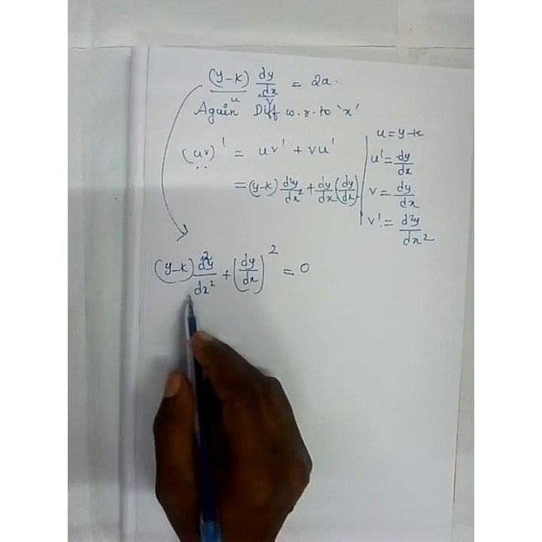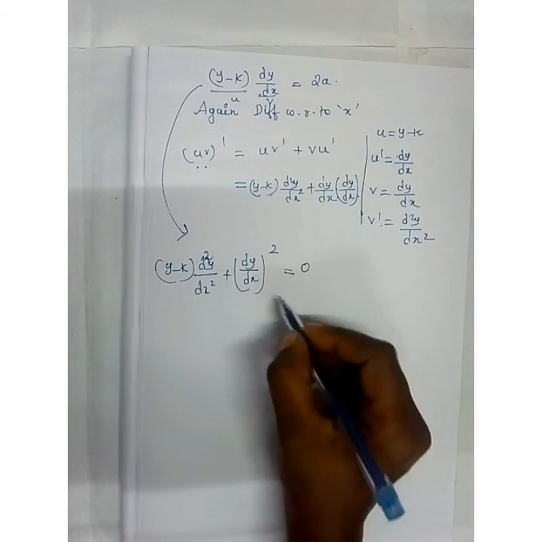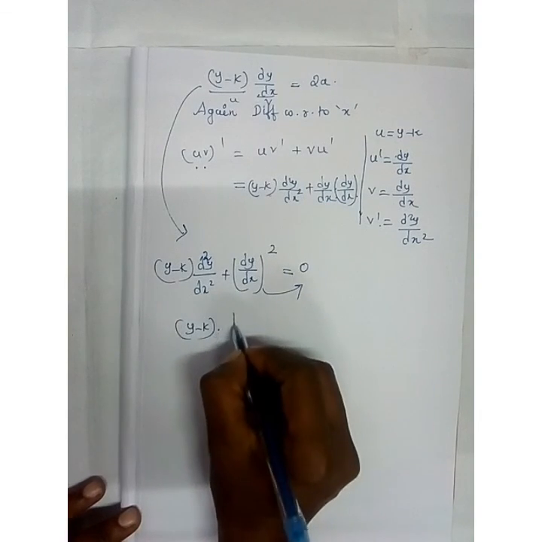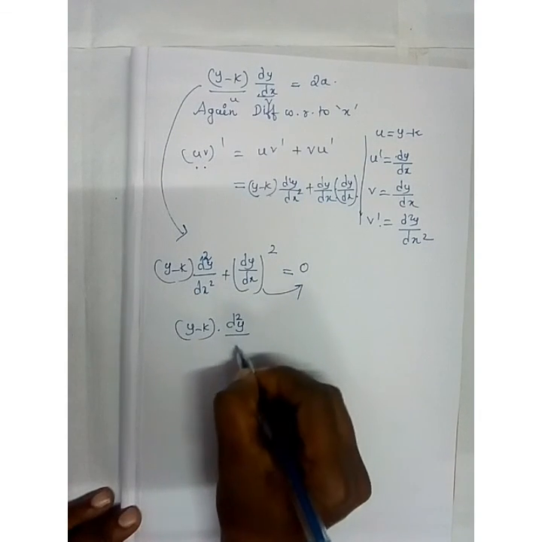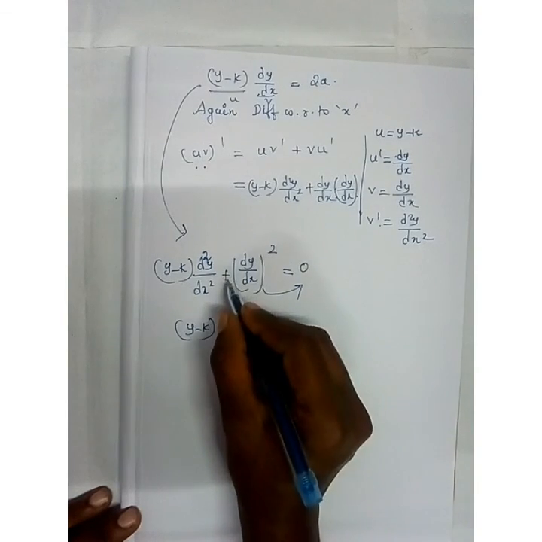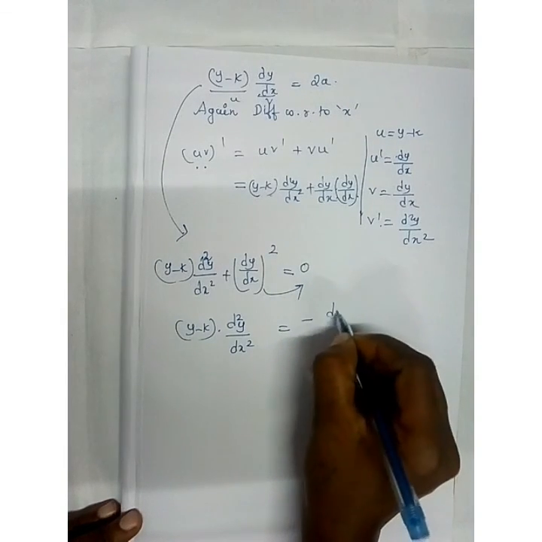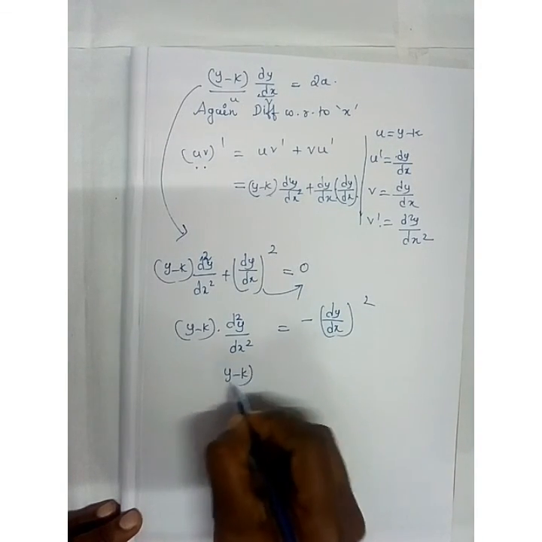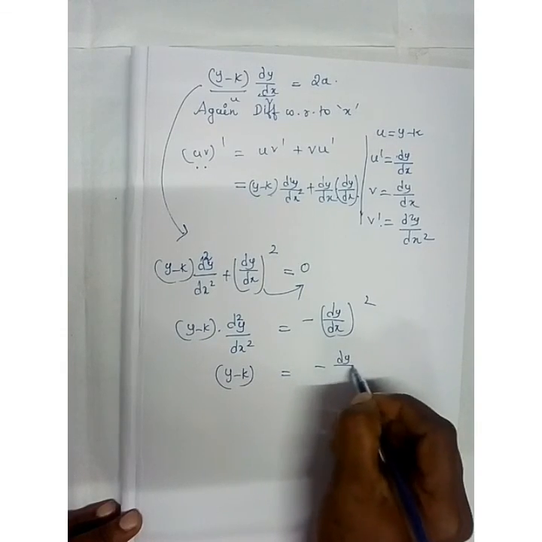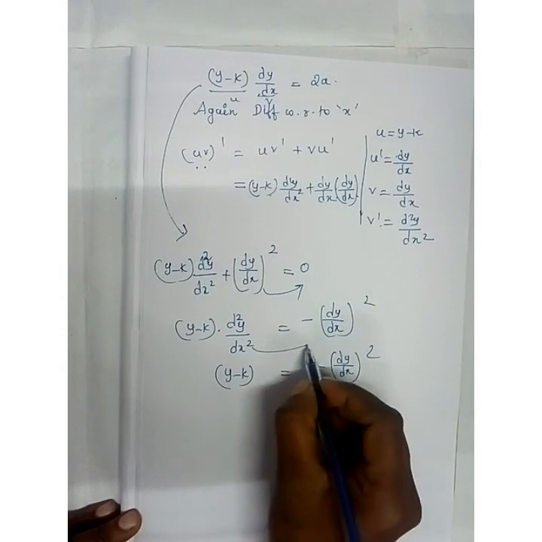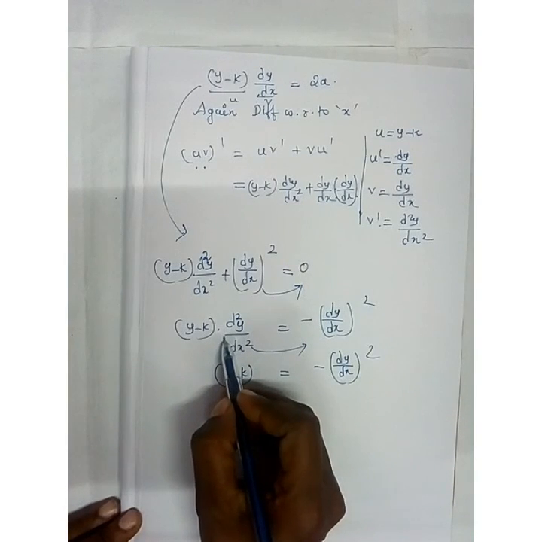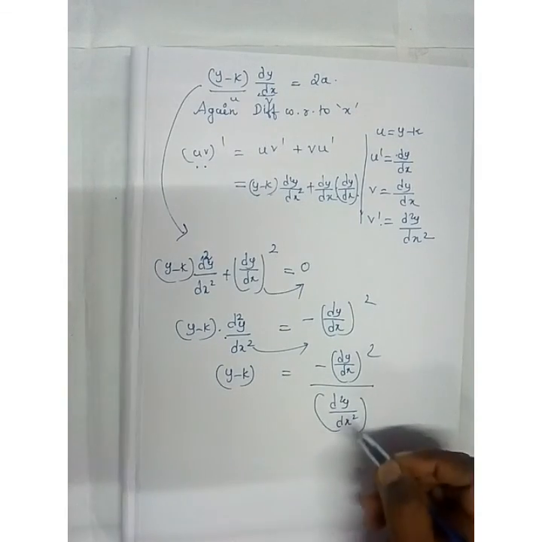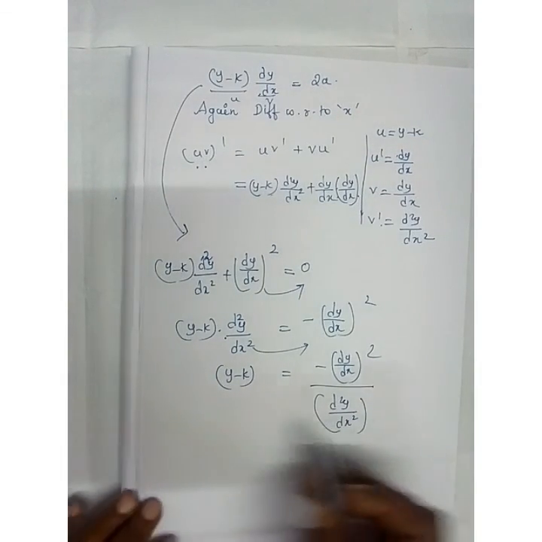Now I am going to find what y minus k is. First I have to bring this one to the right side. So y minus k into d square y by dx square is equal to, when plus comes to this side, it becomes minus dy by dx the whole square. Now I need to find only y minus k, which is equal to minus dy by dx the whole square. When it comes to this side, it is in multiplication, so it will become division: d square y by dx square. So this is our third equation.